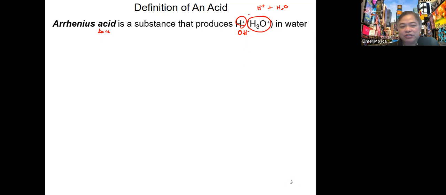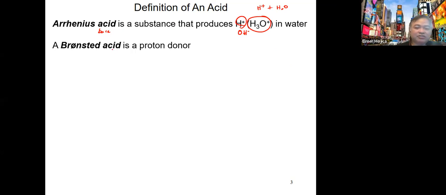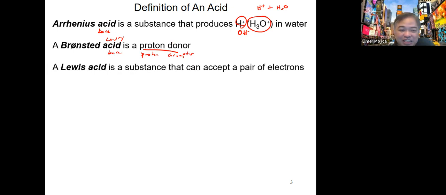Okay. Now, the problem with Arrhenius' definition, it limits the base to hydroxide-containing groups. Ammonia cannot be classified as an Arrhenius base. So independently, Johannes Bronsted and Thomas Lowry defined acid as a proton donor and base as a proton acceptor. Madaming pwedeng pagbuhaan ng question dito sa exam. Okay?